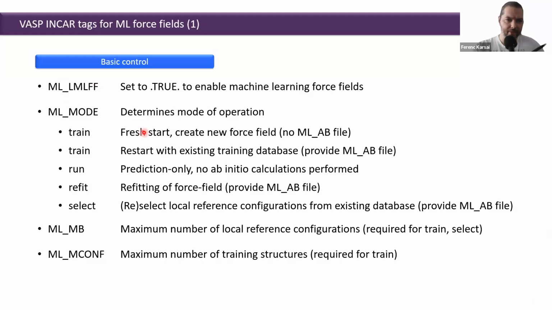Another essential parameter is ML_MODE. This selects the available execution modes of the code. So in principle, with these two tags, one could already run a machine learning calculation. However, the next two tags are usually also very important to set to really control the calculations, memory usage. These are ML_MB and ML_MCONF. ML_MB sets the maximum number of local reference configurations, and ML_MCONF sets the maximum number of training structures.